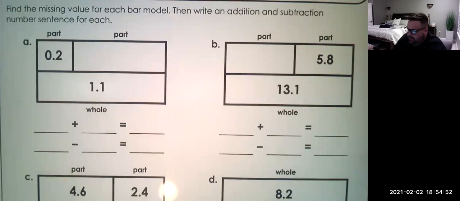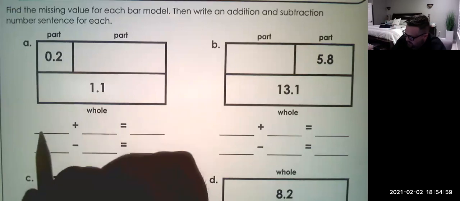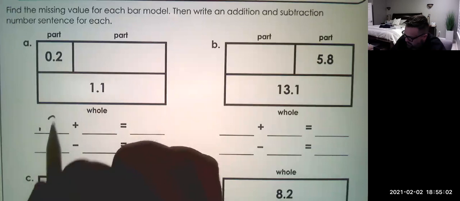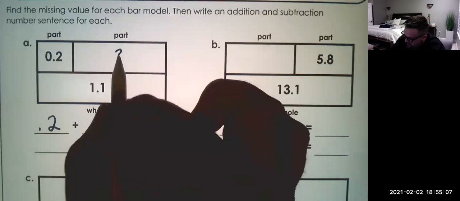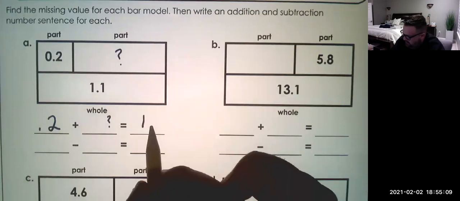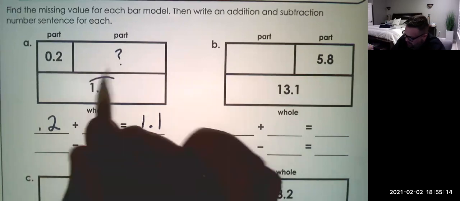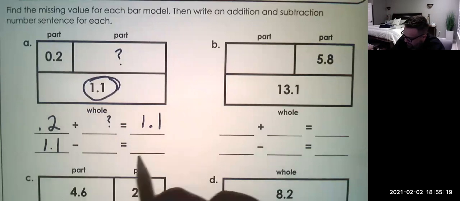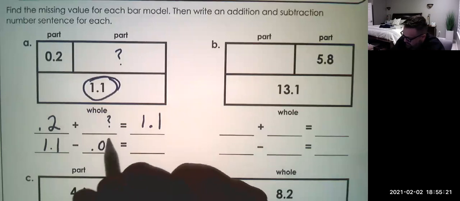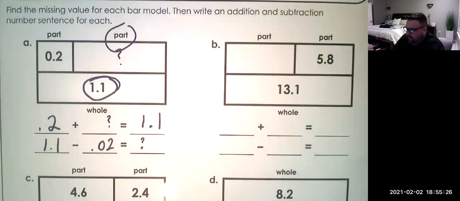We know this, right? So pretend if this was a word problem, you'd have to think about what strategy you want to use, right? So let's start off by saying we have 0.2 plus some number that we don't know. That's this box, right? Equals 1.1. Now we can also have, we know the whole, right? We know the whole right here. So we can have 1.1 minus 0.2, and that's going to equal our other part, right?